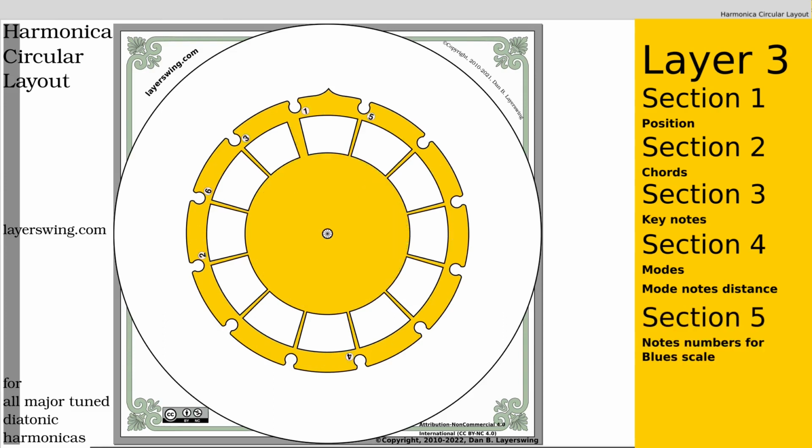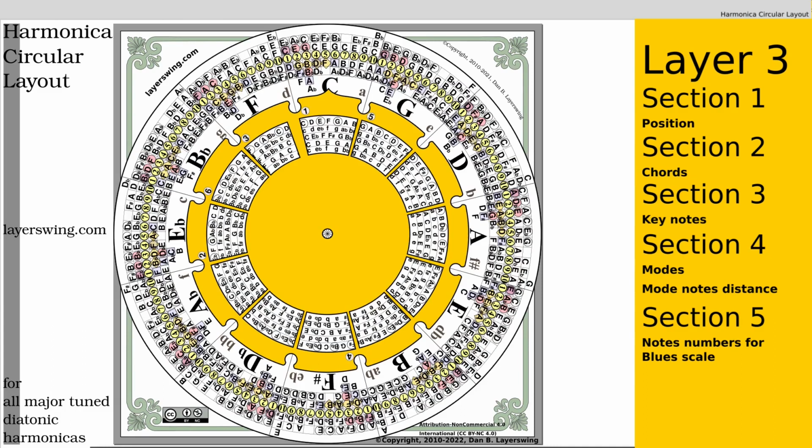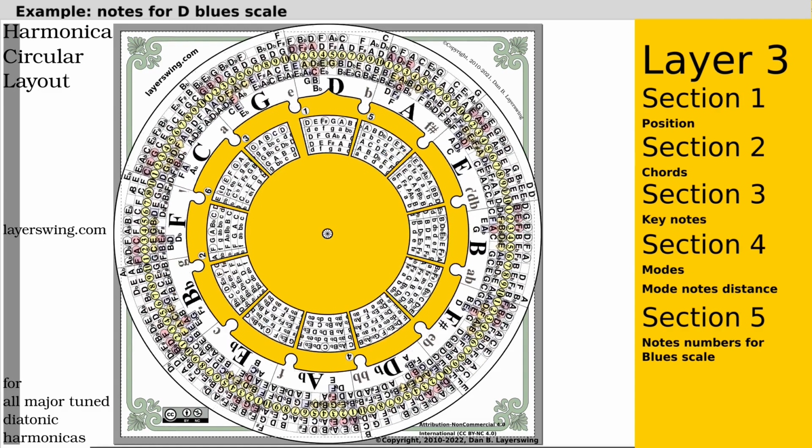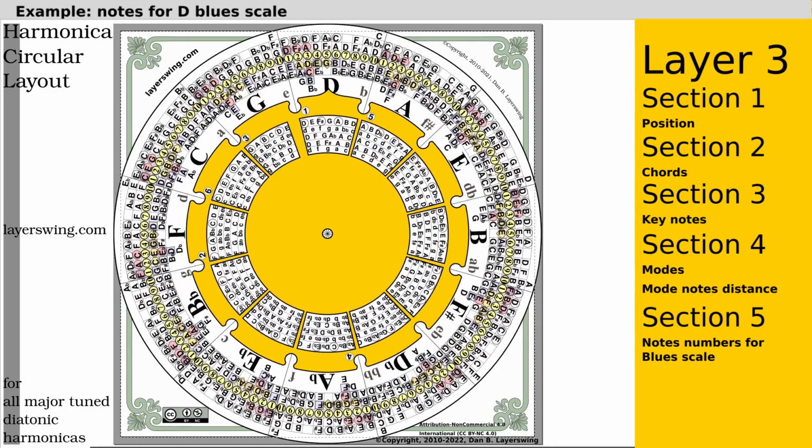Layer 3, Section 5. Note numbers for blues scale. If you want to find the notes for the blues scale for a given key, these numbers will show the blues scale. Example, for D blues scale, turn the layer to fit number 1 to D, and read the keys for numbers 1 to 6. That will be first note D, second F, third G, fourth A flat, fifth A, sixth C. These notes are the same ones you can read from the blues scale section.